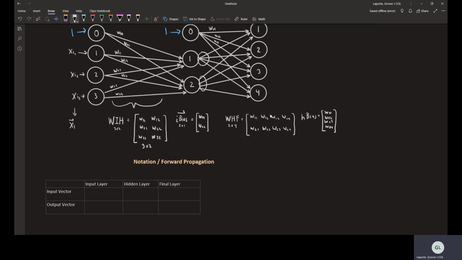All right, so let's get our notation for the input layer. That is going to be the vector xi, and in this particular case it is going to be 3 by 1. So I'm going to keep track of all of the dimensions of each one of these pieces. And then what do we do to go from the input vector to the output vector?